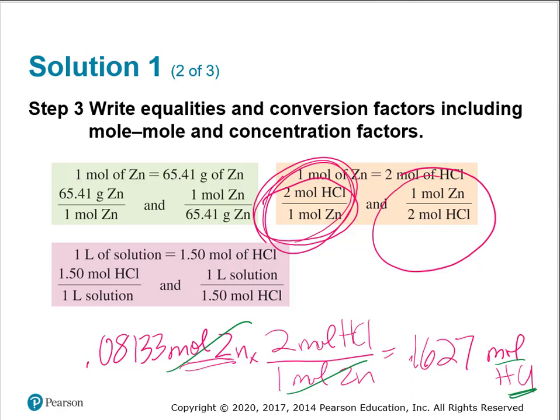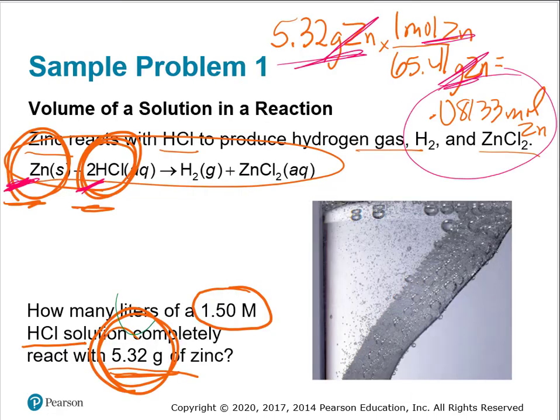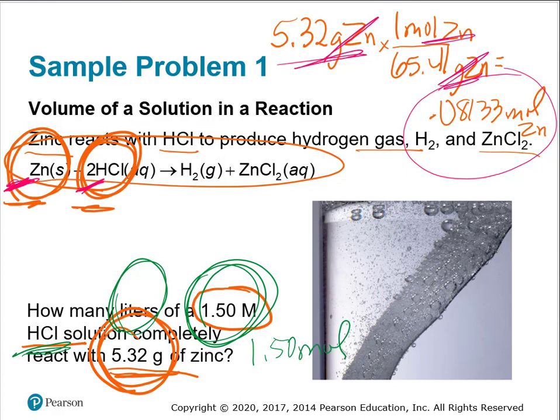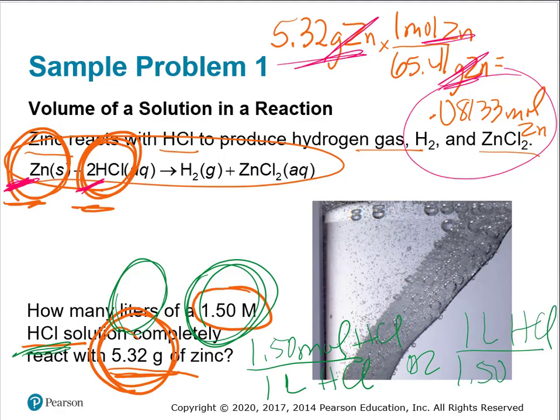Well, I'm not quite done yet because it wants liters of HCl. I'm given, though, that it's 1.50, capital M means that that's how many moles of HCl there is for 1 liter of HCl. So this can become another conversion factor. I can say that there's 1.50 moles of HCl in 1 liter, or I can say in 1 liter of HCl, there are 1.50 moles of HCl.